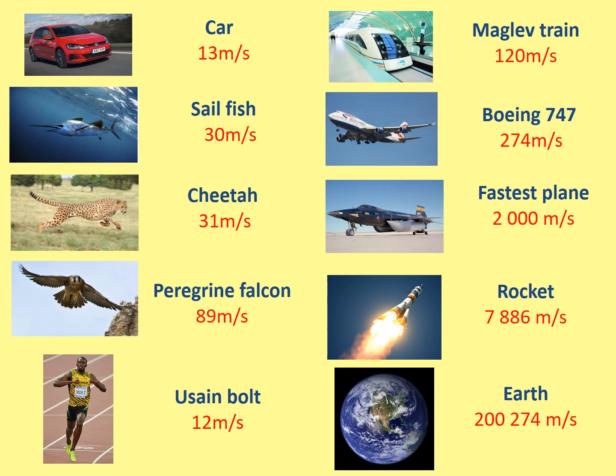Here are some examples of some interesting speeds. What I'd like you to do is pause this video and say 2 sentences for a few of these examples. For example, a car travels at 13 metres every second. A car travels at 13 metres per second. So I'd like you to say both of those sentences for a few examples that you choose.